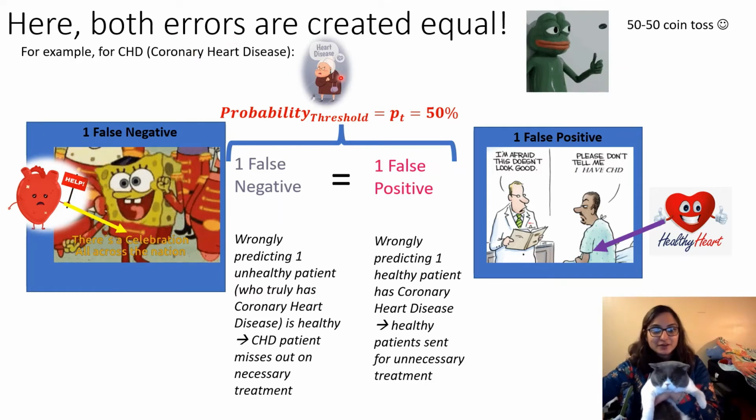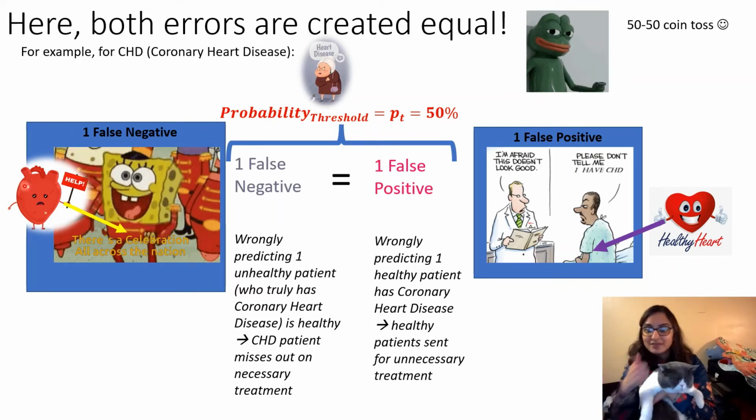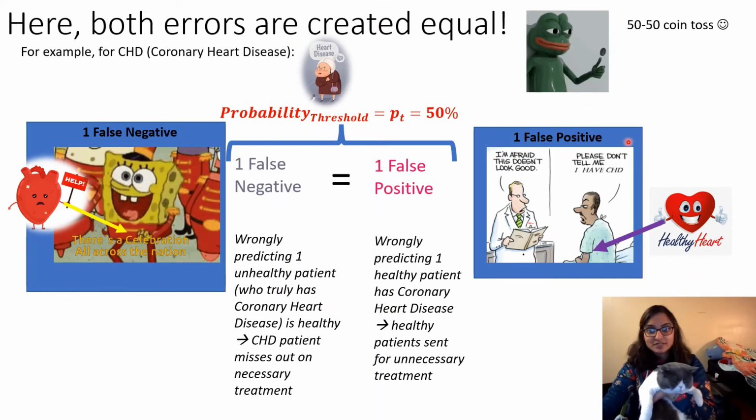And again, for coronary heart disease, what this essentially means in this situation is that both errors are created equal. 1 false negative is the same as 1 false positive. So wrongly predicting that 1 unhealthy patient who truly has CHD is healthy, and giving this unhealthy patient the idea that they don't have it, so they're missing out on necessary treatment, that kind of consequence in this situation is the same as 1 false positive, as wrongly predicting that a healthy patient with a healthy heart has CHD and giving them unnecessary treatment. So that's what this means when both errors are created equal.